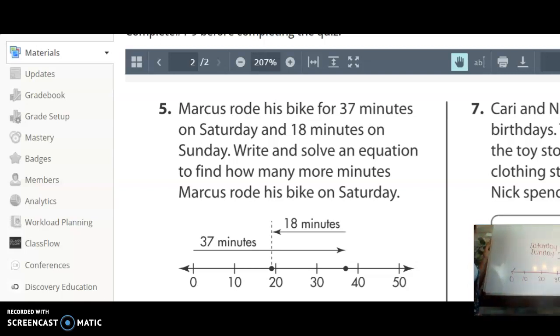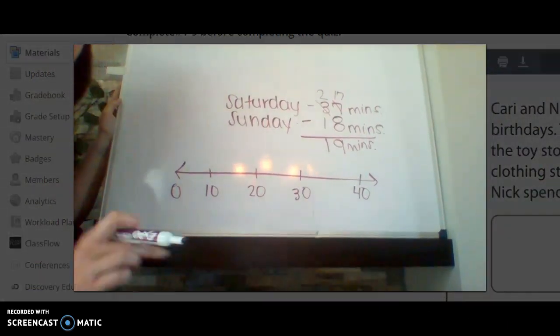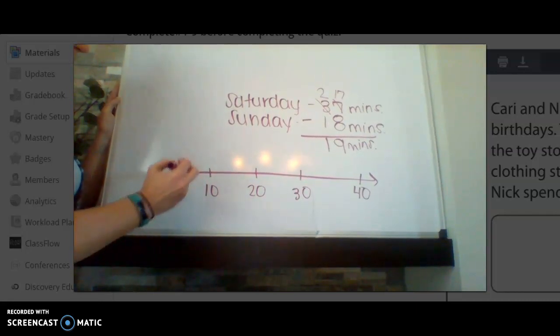So let's do this on the number line here that they showed before. So they're showing us first that he had that 37 minutes. Make this bigger. That 37 minutes. So we're going to count.